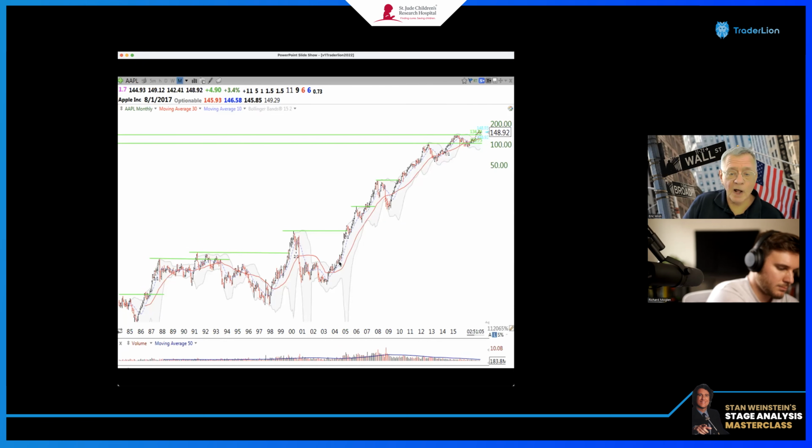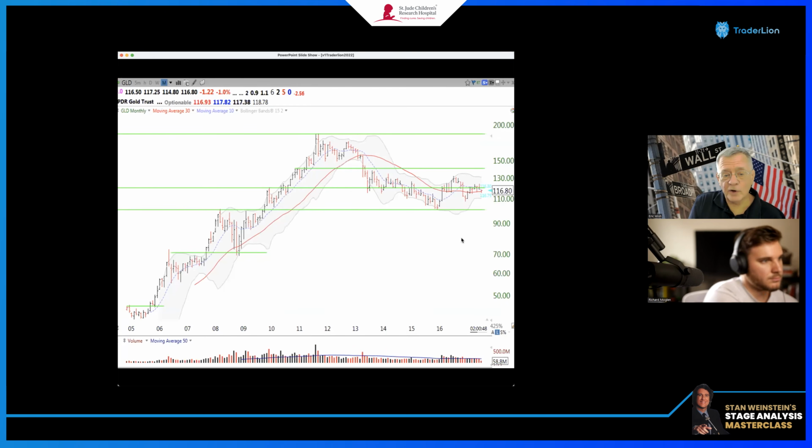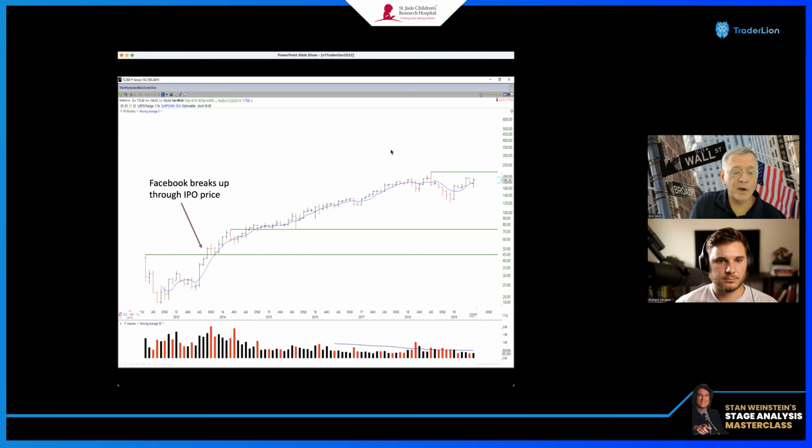Apple, look at all the green lines. You can look at these later. You can even do this with gold, with commodities. Gold has been under its green line for a long time. All right. I wanted to show you Facebook, because here's your break. Facebook, I remember when it came public, went up to about 45, came down, spent what, almost a year doing this. Here's your green line breakout. Another one.